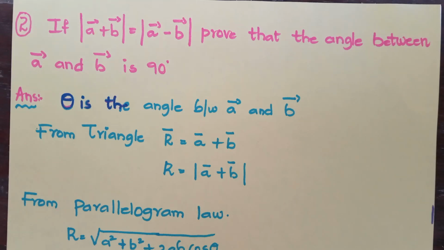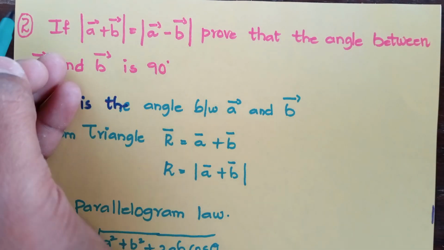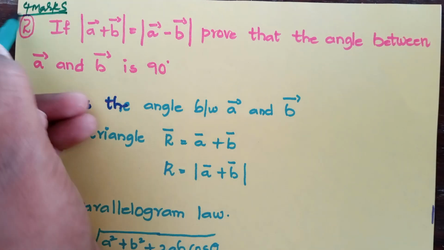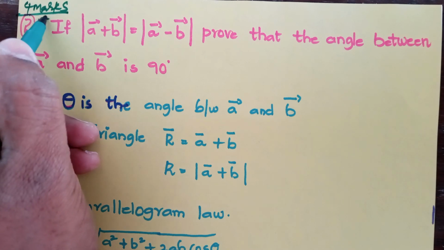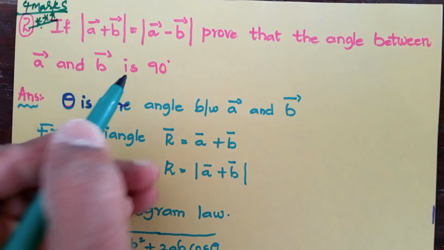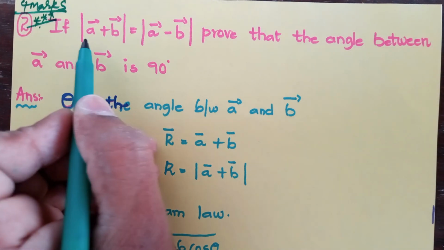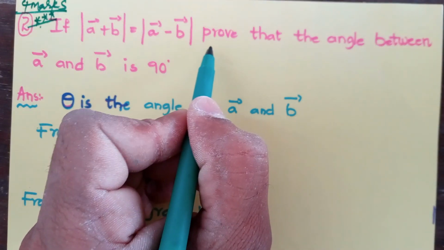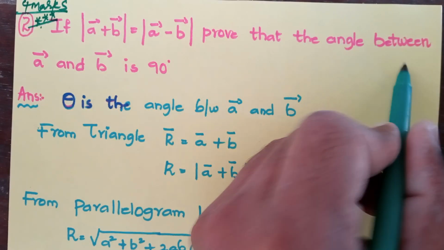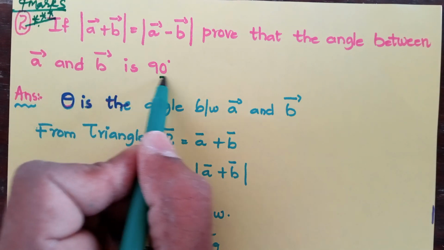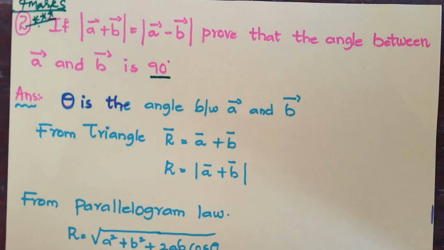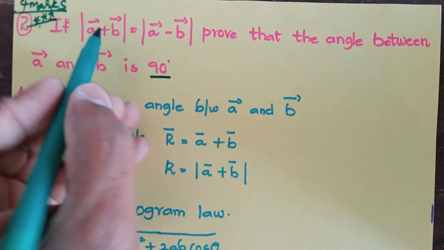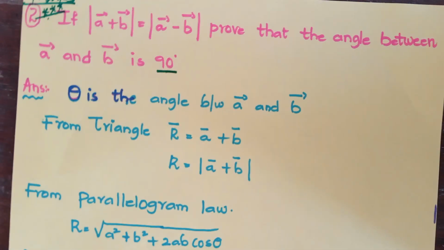Another 4 marks question, very important, very easy. So please let us all concentrate. Students, what is our question? If mod a plus b is equal to mod a minus b, prove that the angle between a and b is 90 degrees. What is the meaning of mod? Mod is nothing but magnitude.